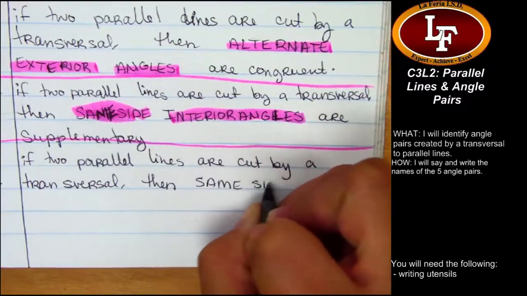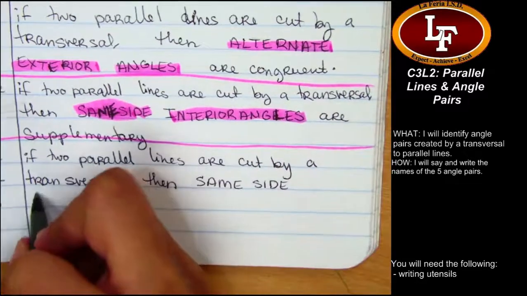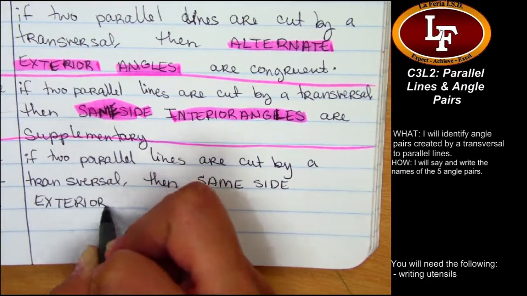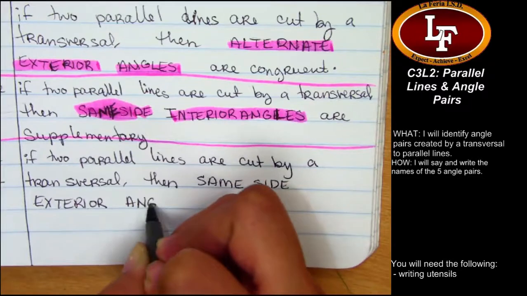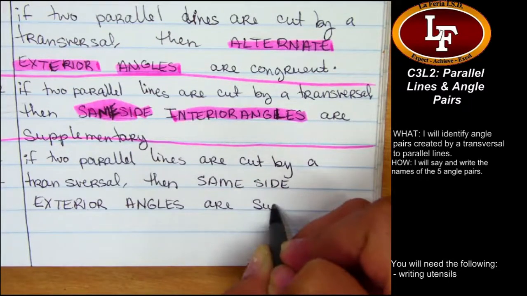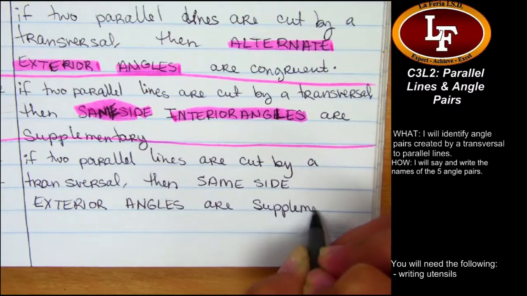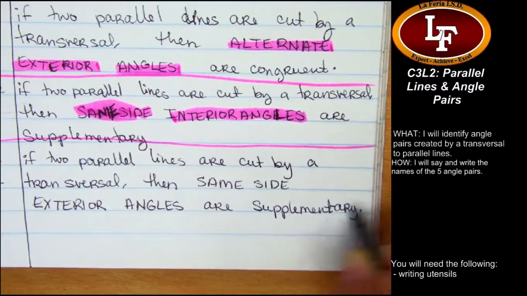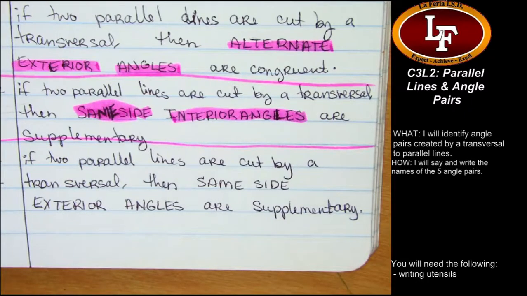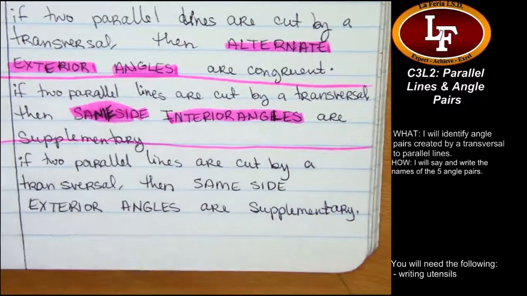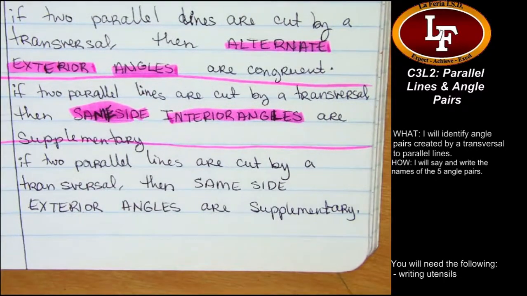Then same side exterior angles are supplementary. What's supplementary? It means that when you add their angle measures, you're going to get 180. All right, highlight the keywords, please.